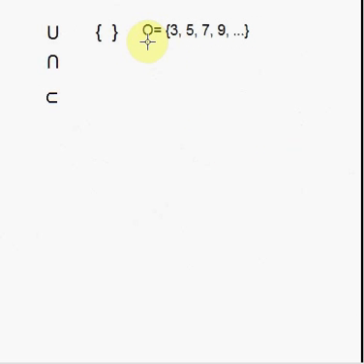The set is named O, and the objects in this set are 3, 5, 7, 9, and notice the dot, dot, dot. That means that this set goes on infinitely. If you'll notice, these numbers are all odd numbers, so it would go 3, 5, 7, 9, 11, 13, and just keep going on infinitely. Okay, so that's an infinite set.